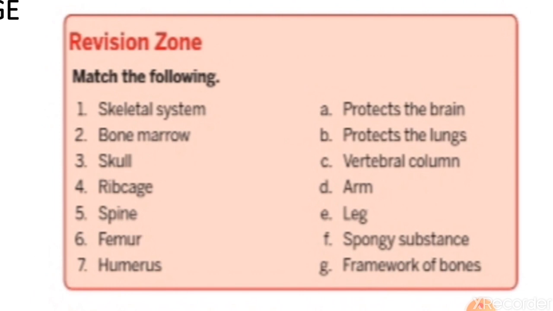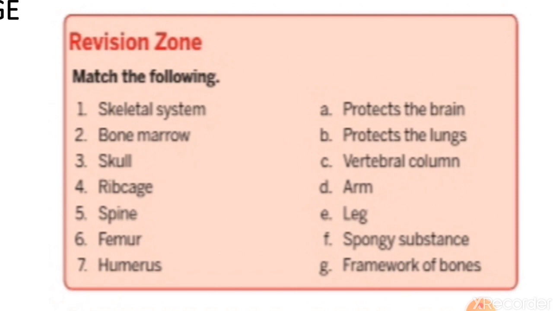First is skeletal system. You have to match it with the correct answer. Skeletal system, that is framework of bones. If you have read the chapter carefully, you will be able to give the answer. So those who have already done the answers can check the answer. Second is bone marrow. Bone marrow, you have to match it with spongy substance. See, inside the bone there is a spongy substance present, that is called bone marrow, and it produces blood cells. So bone marrow, you have to match it with F, that is spongy substance.